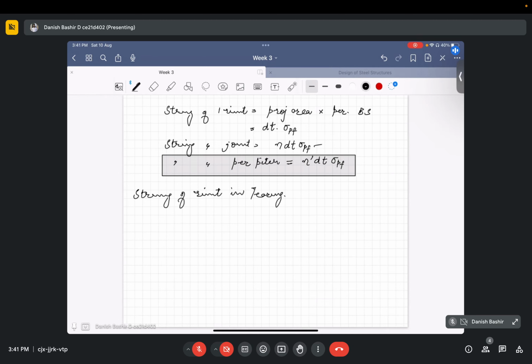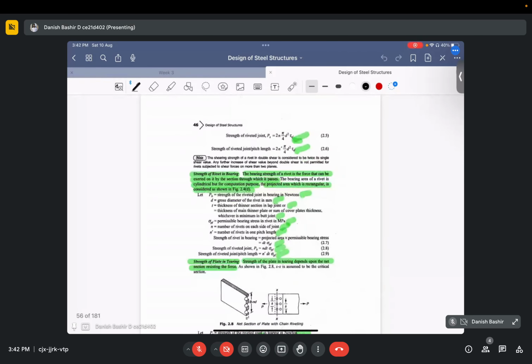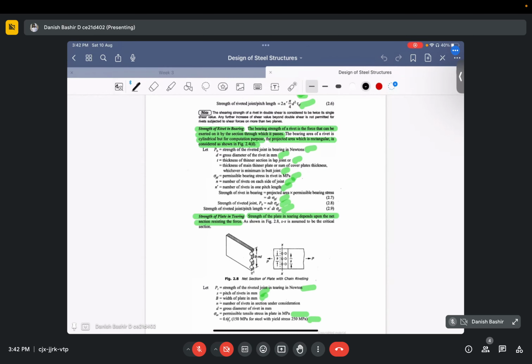What we have to see is, for example, our section is like this. This is our plate, and it has rivets driven like this. Let me take a picture from the book. In tearing, we have this picture.